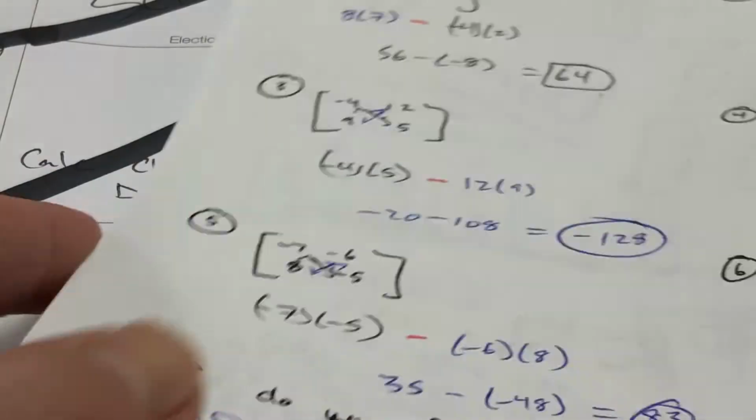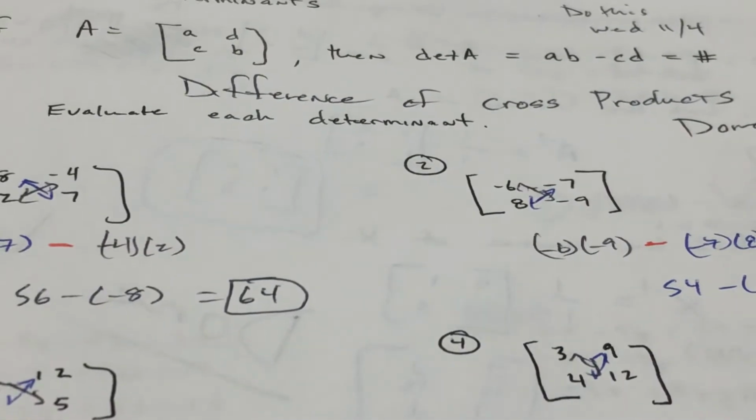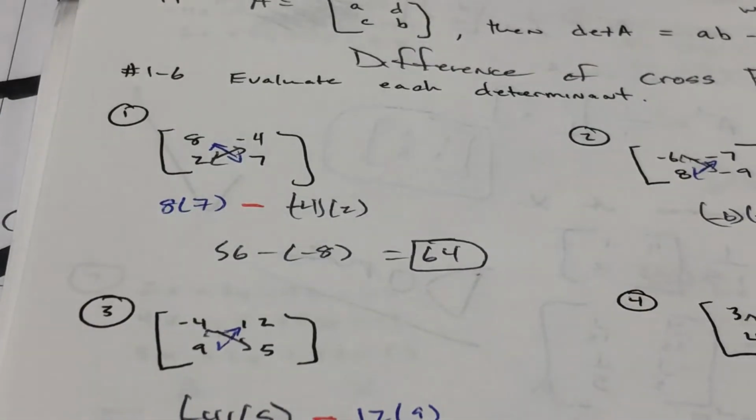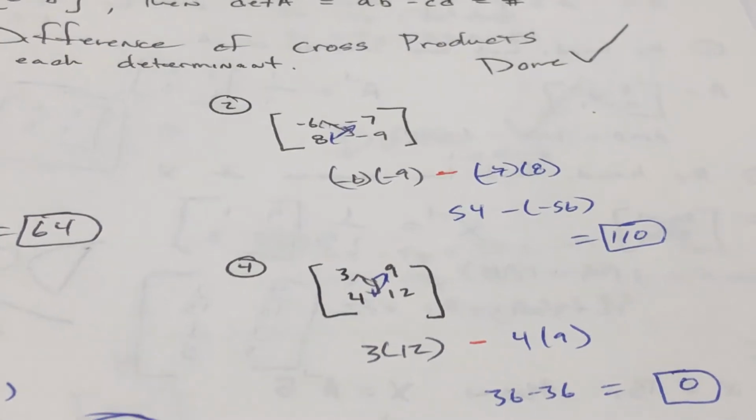All right, determinants, difference of the cross products. I think Algebra 2, you have this answer. You should honestly do a 2 by 2 by hand. It's not that big of a deal. 8 times 7, which is in blue, minus -4 times 2. A determinant is a single number. There's number 2, -6 times -9, minus -7 times 8.